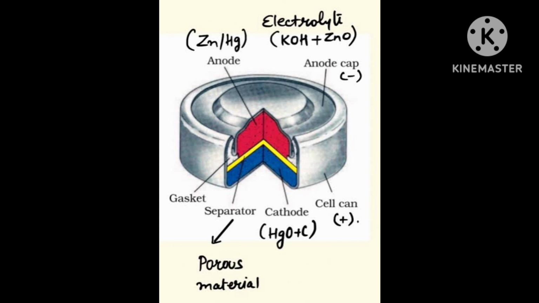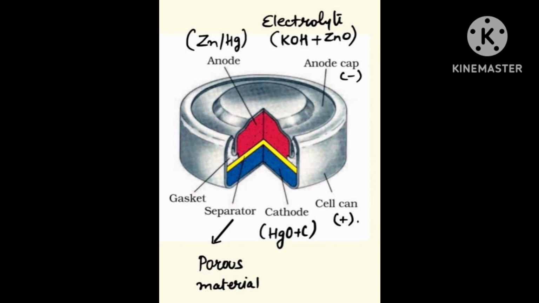Zn plus 2 OH minus will give ZnO. ZnO is solid, plus H2O plus 2 electrons. It forms H2O. Now this H2O and 2 electrons, which are produced at the anode, will be used at the cathode.